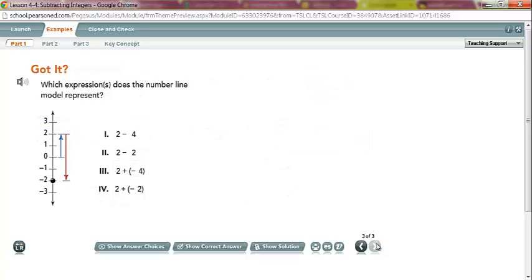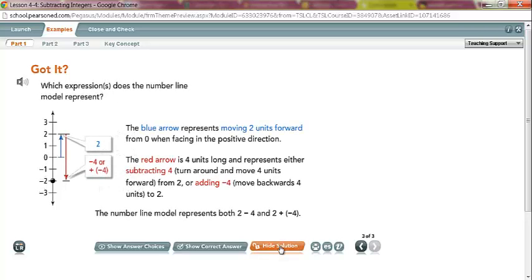Okay, let's go ahead and check the got it real quick. Which expression or expressions does the number line model represent? Okay, so ladies and gentlemen, pause real quick and try to come up with which expression this number line is representing.